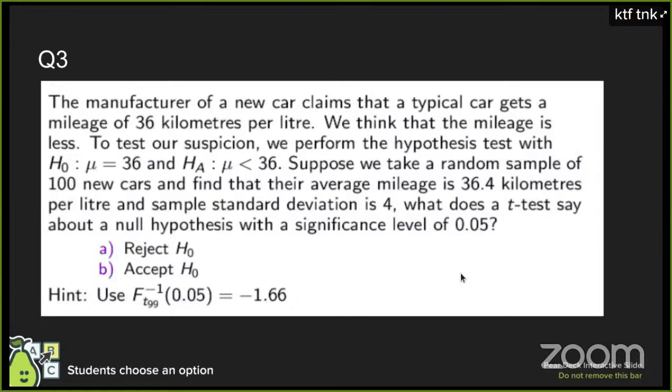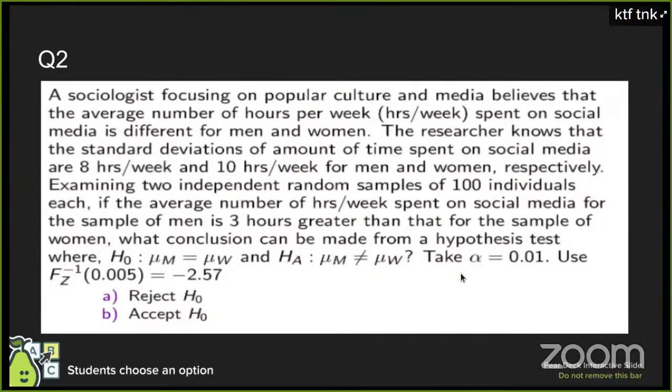So this claim is different from the other claim, right? Here the manufacturer is very clear. Why is it clear? Because the manufacturer claims this, meaning the manufacturer has a lot of experience in manufacturing. He has said that the mean is equal to 36. And now I think that the mileage is less. What happened in the previous case? A sociologist believes, that means he thinks the average number is different, right? I got that perspective, sir.